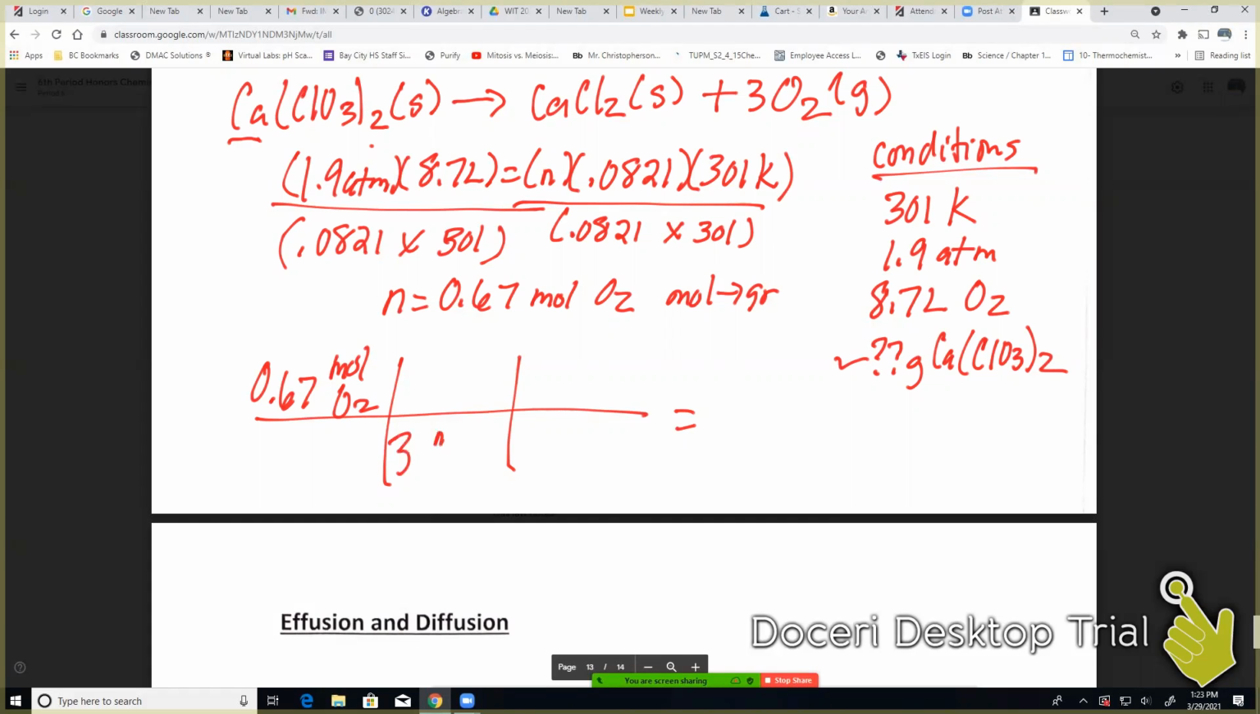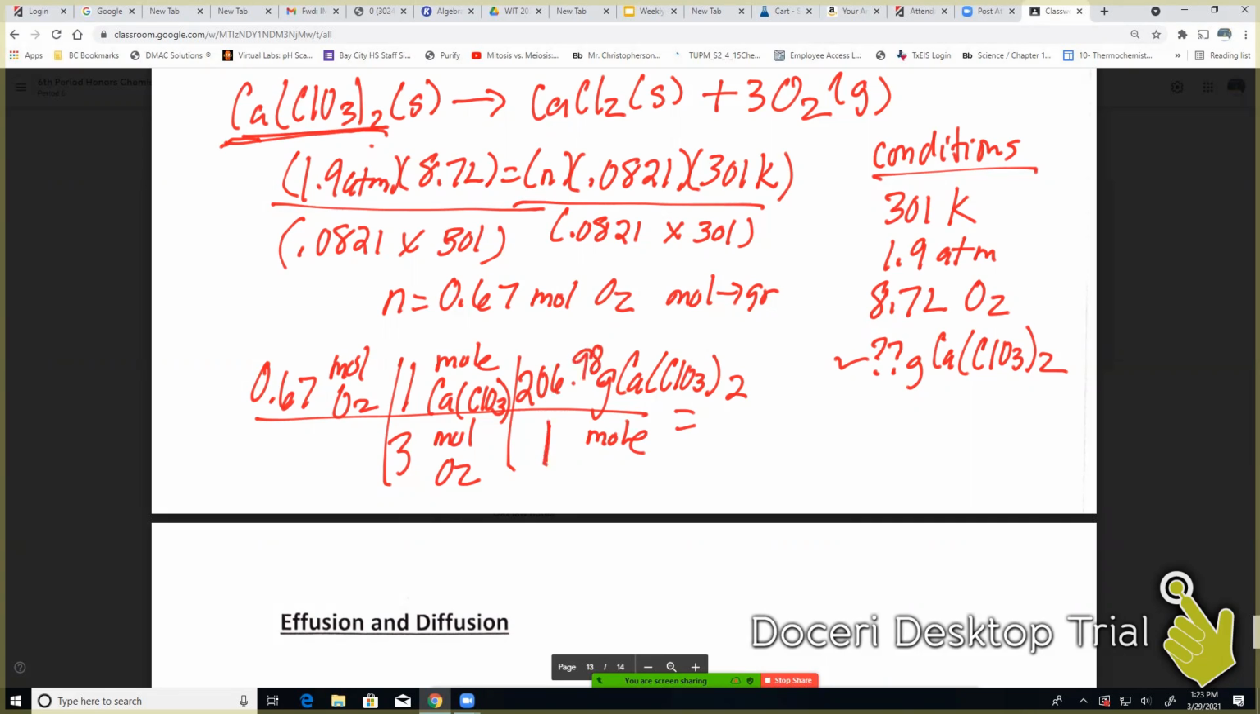So I have 3 moles of oxygen, because that's my coefficient for oxygen, for every 1 mole of this other thing that I'm tired of writing today. I want to get to grams. So I follow my units. This is moles. If I have grams, that means a molar mass. So you would have to figure out the molar mass of that CaClO3. But instead, I'll just give it to you: 206.98 grams per 1 mole.